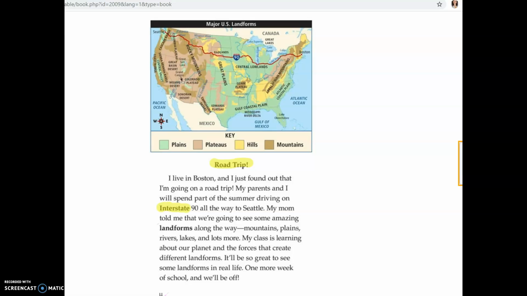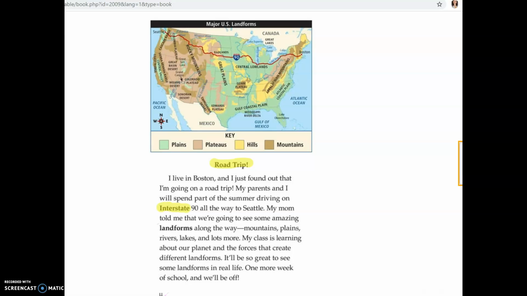Let's take a look at this picture. Let's study our picture. What do you notice about it? It's a map, right? It has different types of information for different types of states in America that have either plains, plateaus, hills, or mountains. So this is giving me facts. So I know already that this book is most likely going to be a nonfiction book because it's giving me facts about certain parts of America.